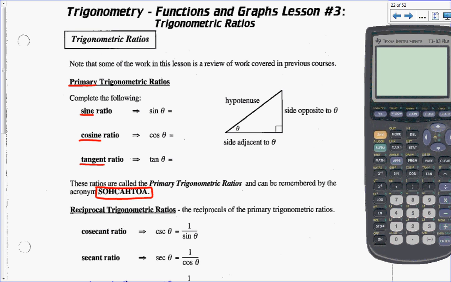We know that SOH is sine is opposite over hypotenuse. Cosine is CAH, adjacent over hypotenuse, and tangent is TOA, which is opposite over adjacent. Okay, so let's just fill that in here. Sine is opposite over hypotenuse. Cosine is adjacent over hypotenuse. And tangent is opposite over adjacent.